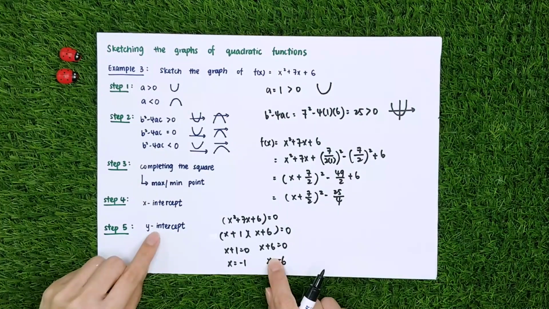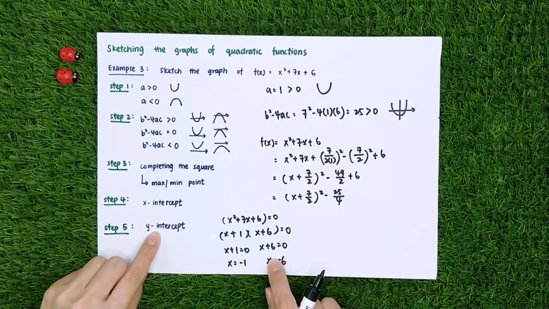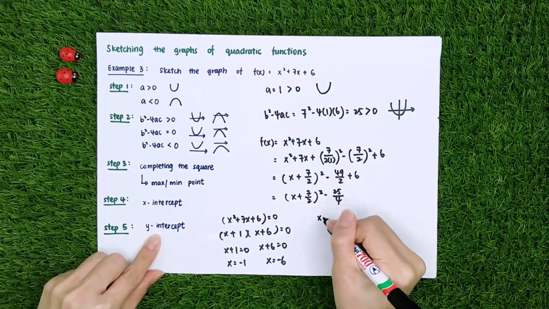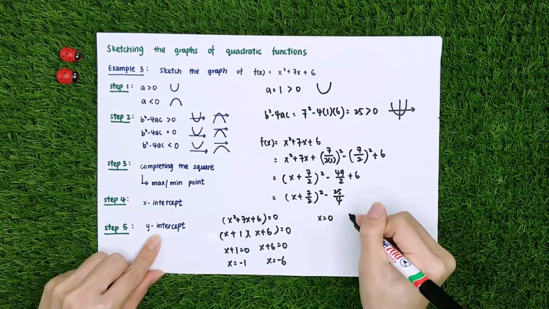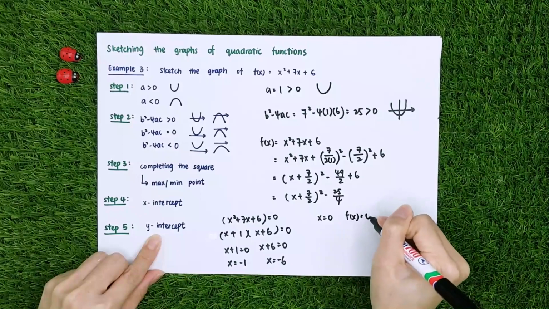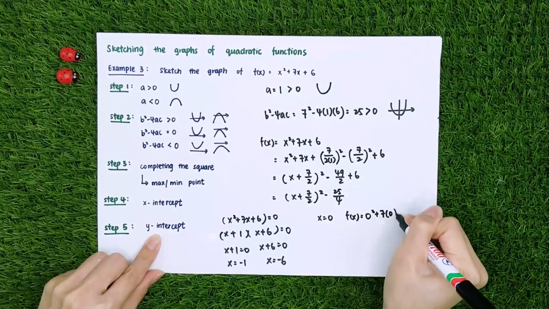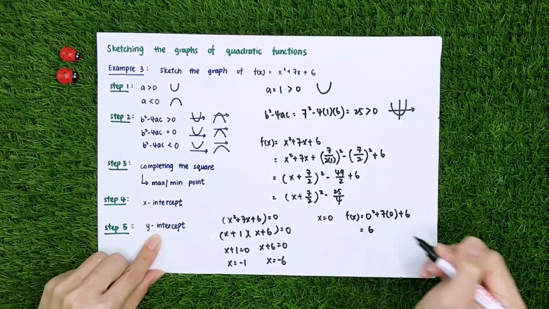Okay, here we go to the last step, which is the y-intercept. We find the y-intercept by using x equal to 0. That means my f(x) is equal to 0 squared plus 7 times 0 plus 6, which is equal to 6.